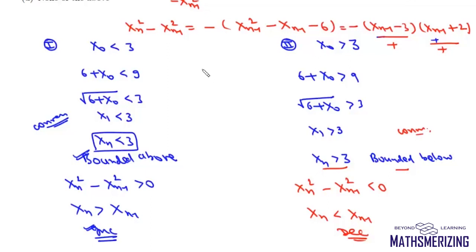Now what about if x0 is 3? If x0 is 3, then this sequence will be a constant sequence, and we know that a constant sequence is a convergent sequence. So this sequence will be convergent for all the possible values of x0. Now we'll need to find this limit n tends to infinity xn.